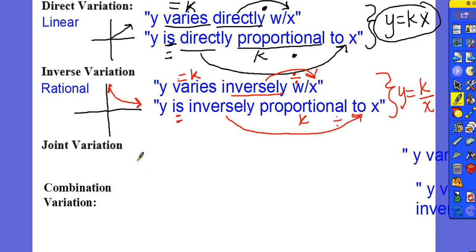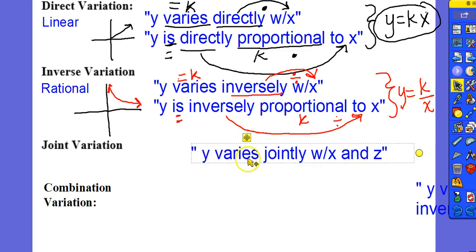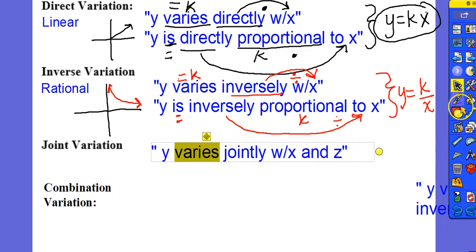They can come in other variations. Haha, get it? Variations. But you'll always see the word inverse or direct or possibly joint or maybe a combination of both. Okay? Then with joint variation, I'm not going to write all of the versions of it because I think that you get it by now.